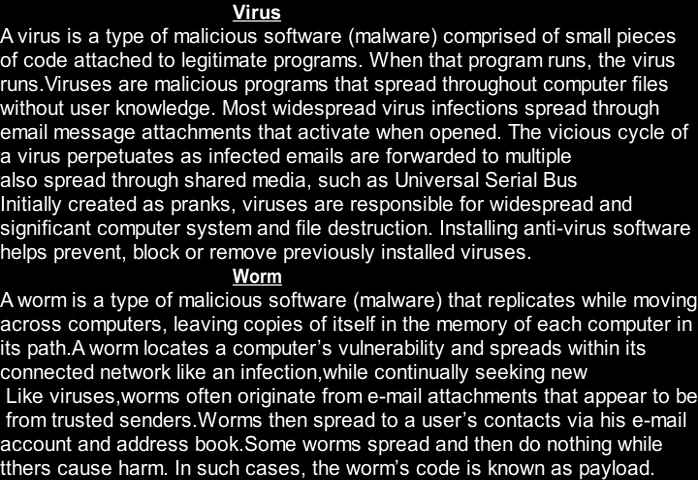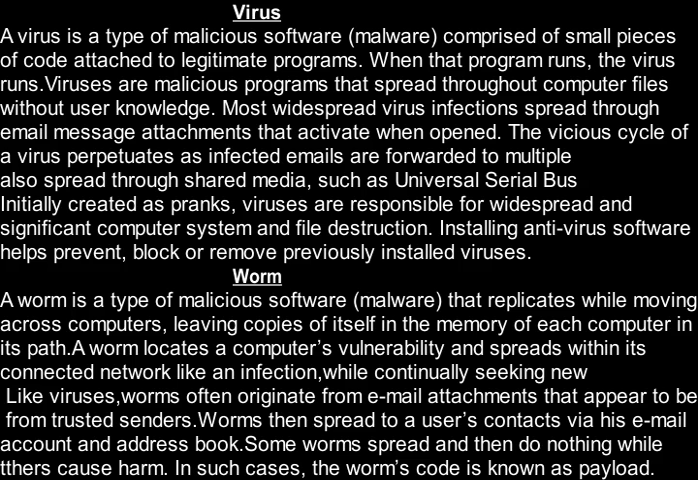Worm. A worm is a type of malicious software, malware, that replicates while moving across computers, leaving copies of itself in the memory of each computer in its path. A worm locates a computer's vulnerability and spreads within its connected network like an infection, while continually seeking new vulnerabilities.